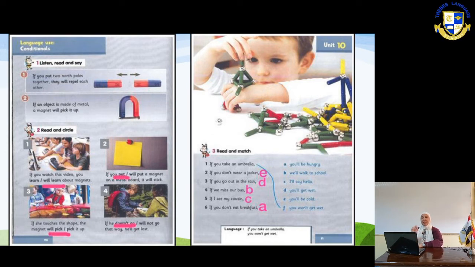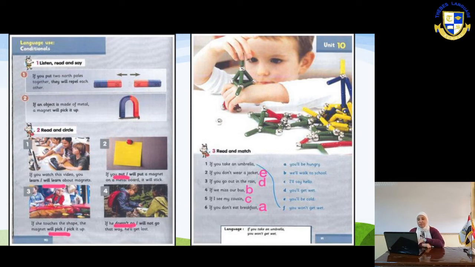If you put, so after if you put present simple. If you put two north poles together, they will repel. You are going to use in the second sentence will plus the verb stem. As you see in front of you, number 2, if an object is made of metal, a magnet will pick it up. So they are two parts of one sentence.